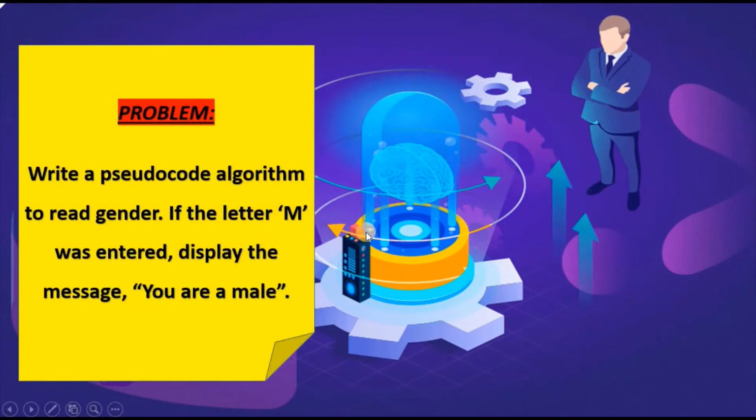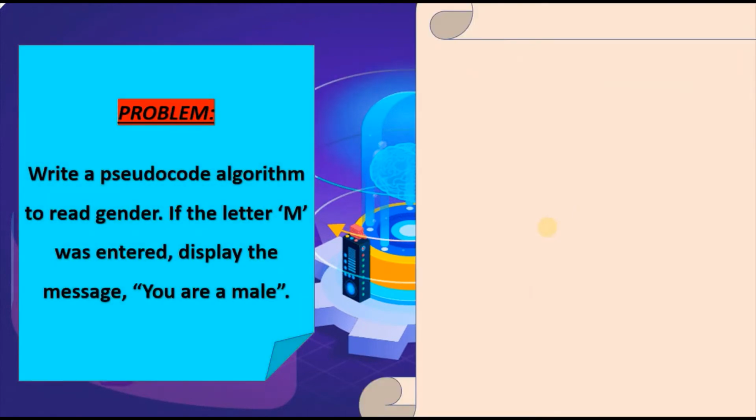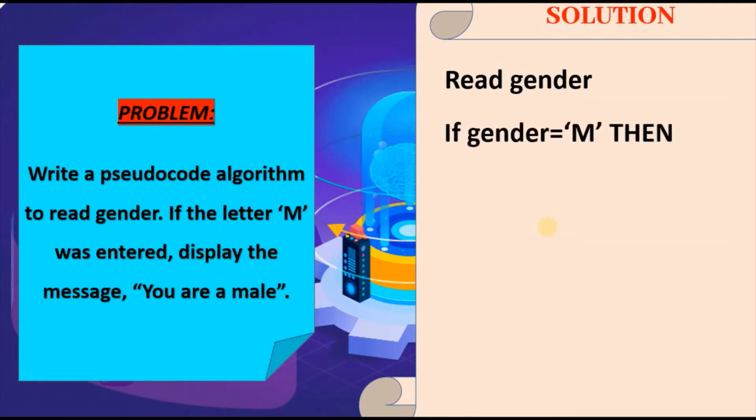Now, of course, based on the letter M, we know that gender would be of the data type character, and this is where we're only collecting one letter from the user. So we would start off by reading the gender. Once we read the gender, the computer identifies what letter was entered. So we're now proceeding to say, with our keywords again, if the gender was equal to M.